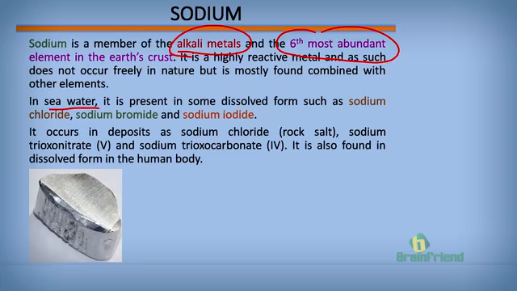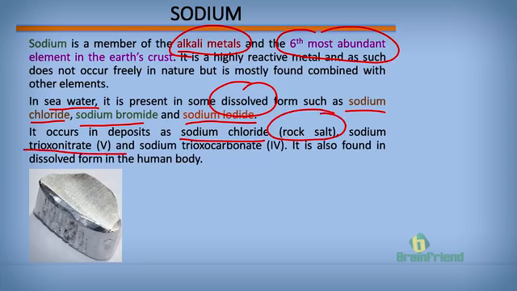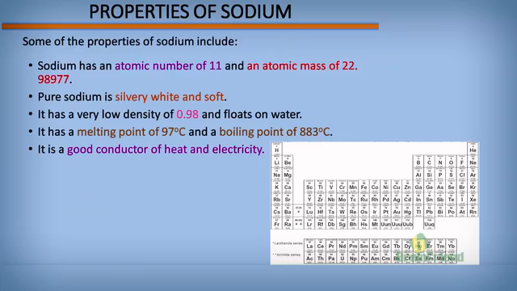In seawater, sodium is present in dissolved form such as sodium chloride, sodium bromide, and sodium iodide. It also occurs in deposits as sodium chloride, which is also rock salt, okay? Sodium trioxynitrate 5 and sodium trioxycarbonate 4. It is also found in dissolved form in the human body. Some of the elements that we talk about are found in the human body, and sodium is one of such elements.